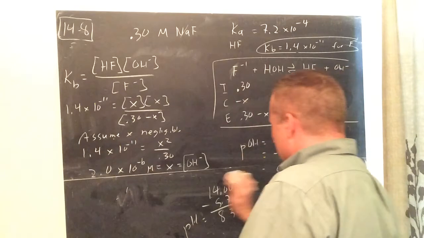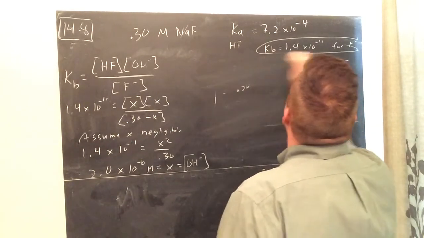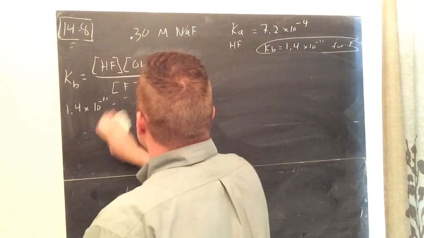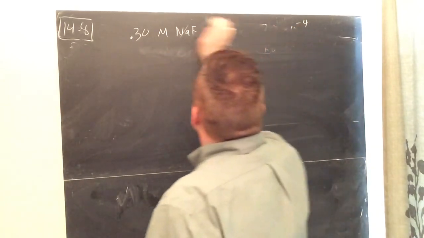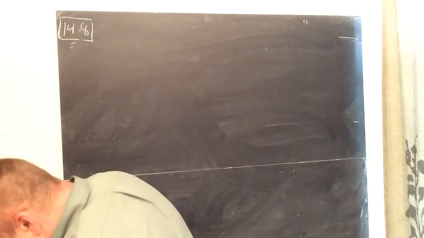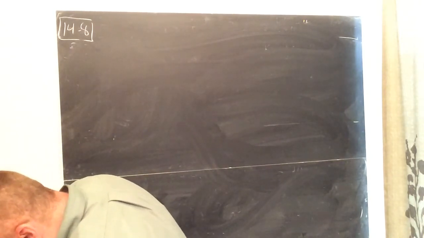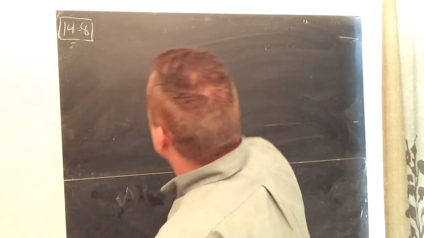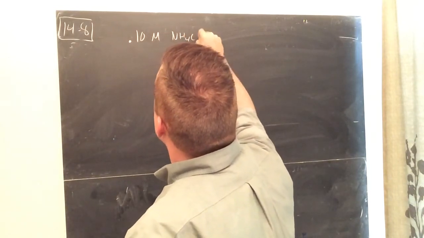That's how you would do this conjugate salt. And I'll go quick, but I'll do the other conjugate salt as well, so you have one of each type. The conjugate base of a weak acid is basic. The conjugate of a weak base is acidic. Calculate the pH of a 0.10 molar NH4Cl.